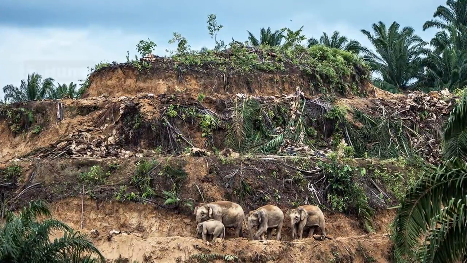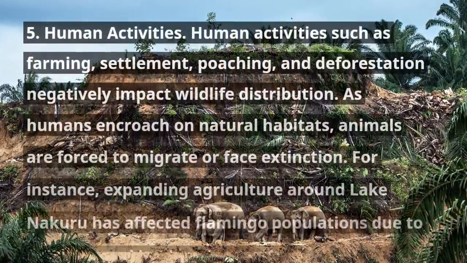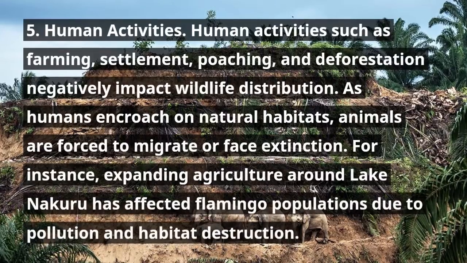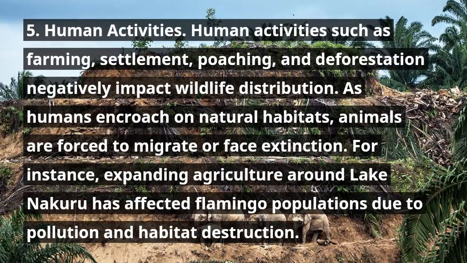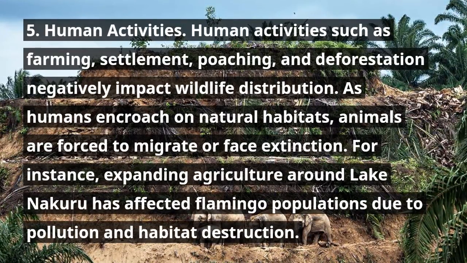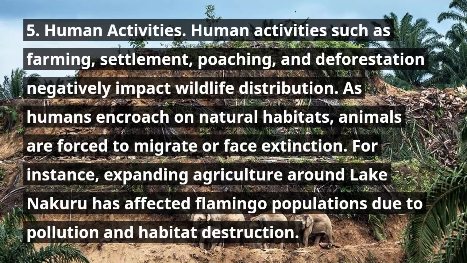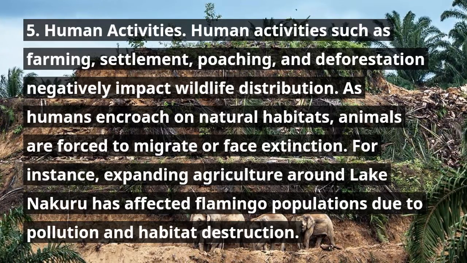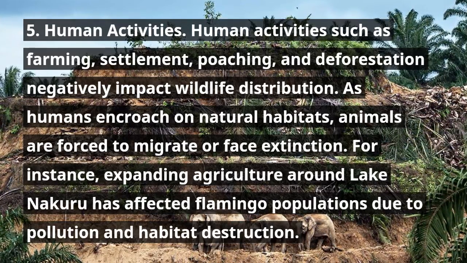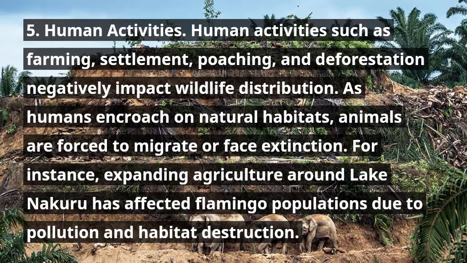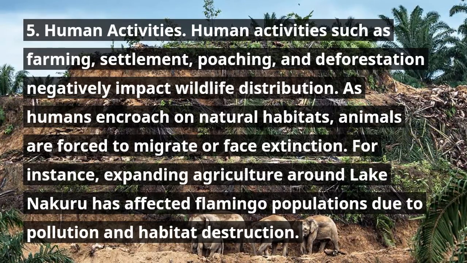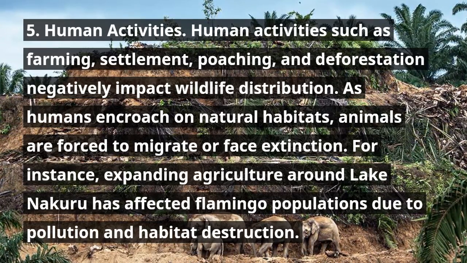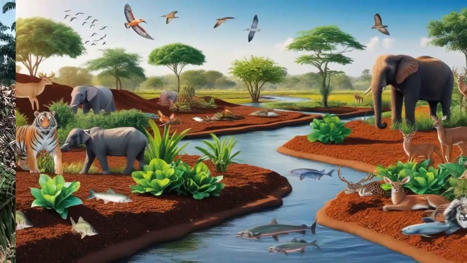5. Human activities. Human activities such as farming, settlement, poaching, and deforestation negatively impact wildlife distribution. As humans encroach on natural habitats, animals are forced to migrate or face extinction. For instance, expanding agriculture around Lake Nakuru has affected flamingo populations due to pollution and habitat destruction.